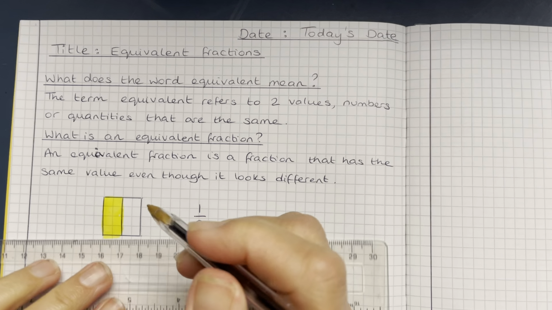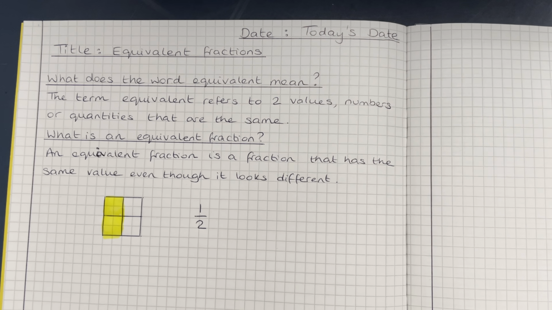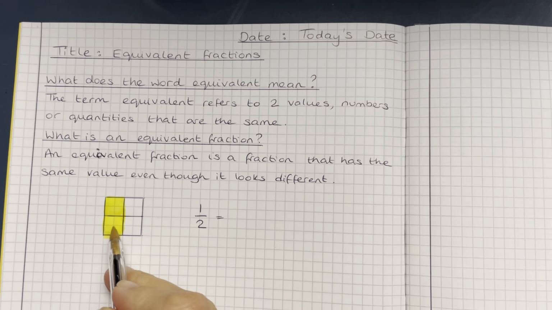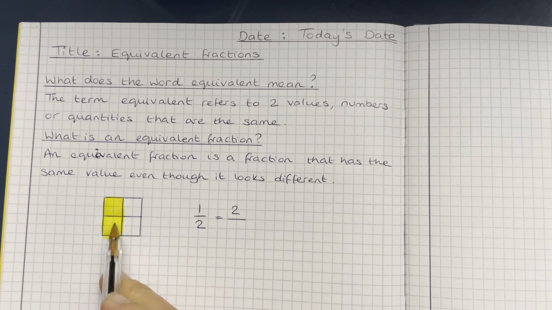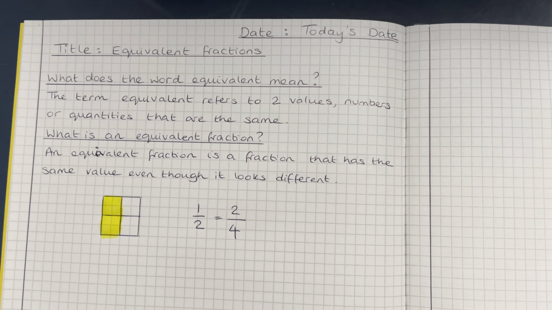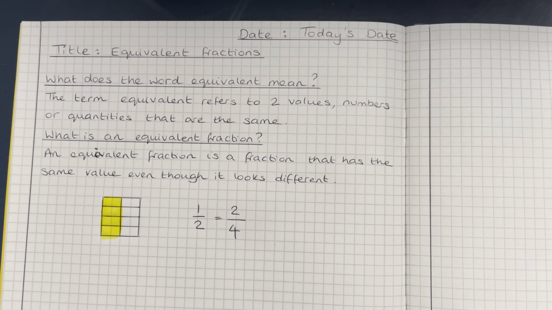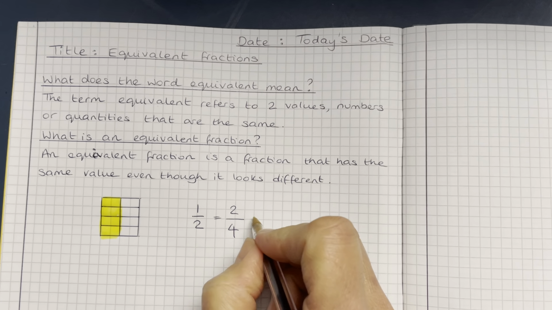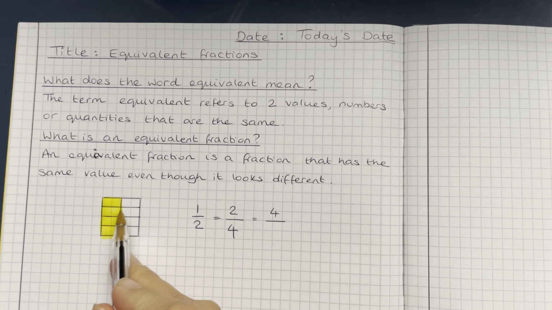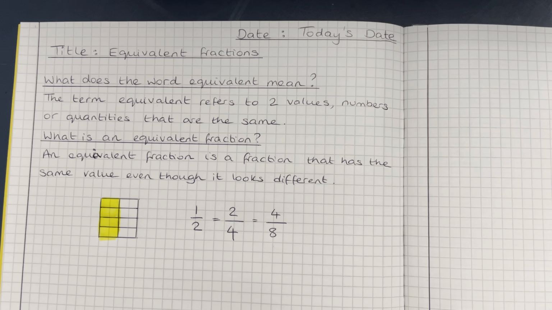Now I can also split my square again this way. So now I have 2 shaded parts out of 4 parts in total. I could split it again. Again, the parts must all be equal. I now have 4 shaded parts out of 8 equal parts in total. Okay, so that's what an equivalent fraction is.